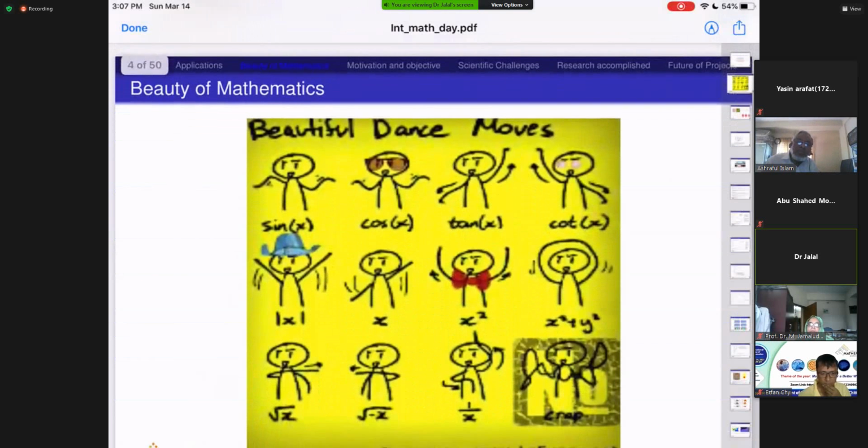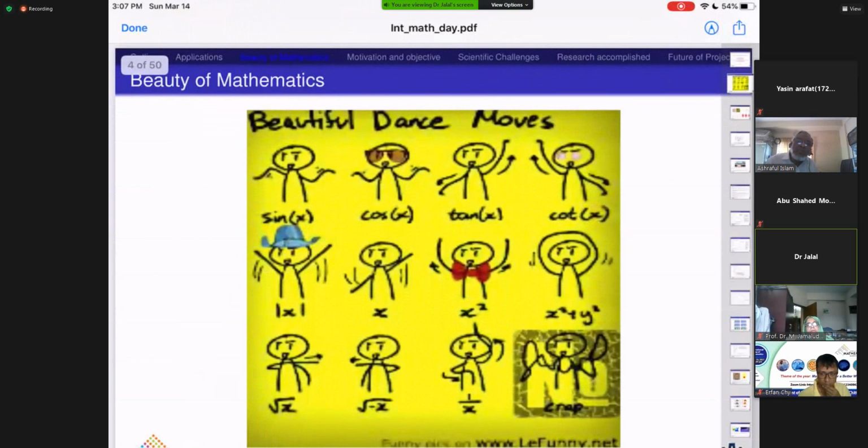Now, here are some figures, the beauty of mathematics. Beautiful dance moves. Here is some function you see here. If someone has the idea of this mathematical function in their mind, I believe they could become a good dancer within a short time.